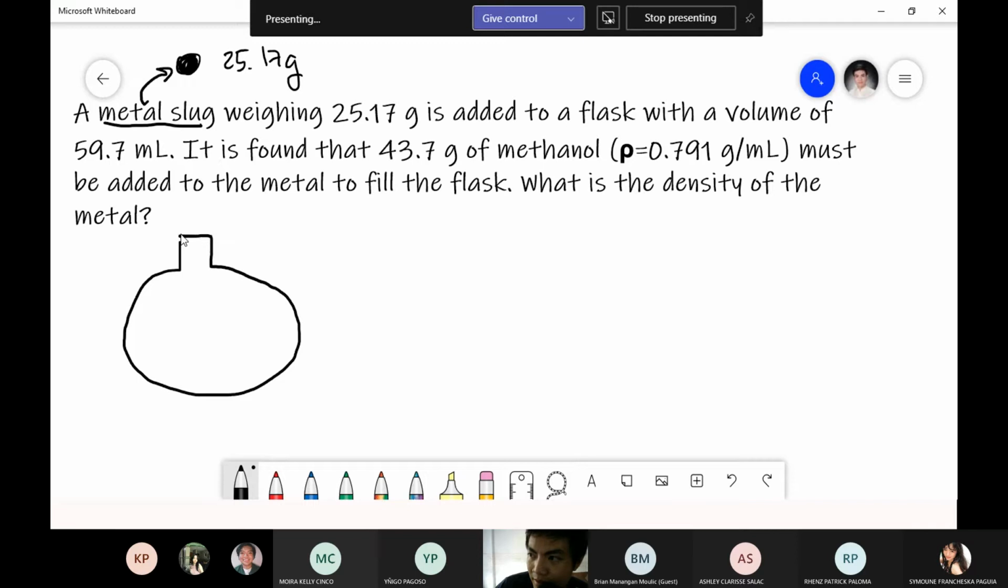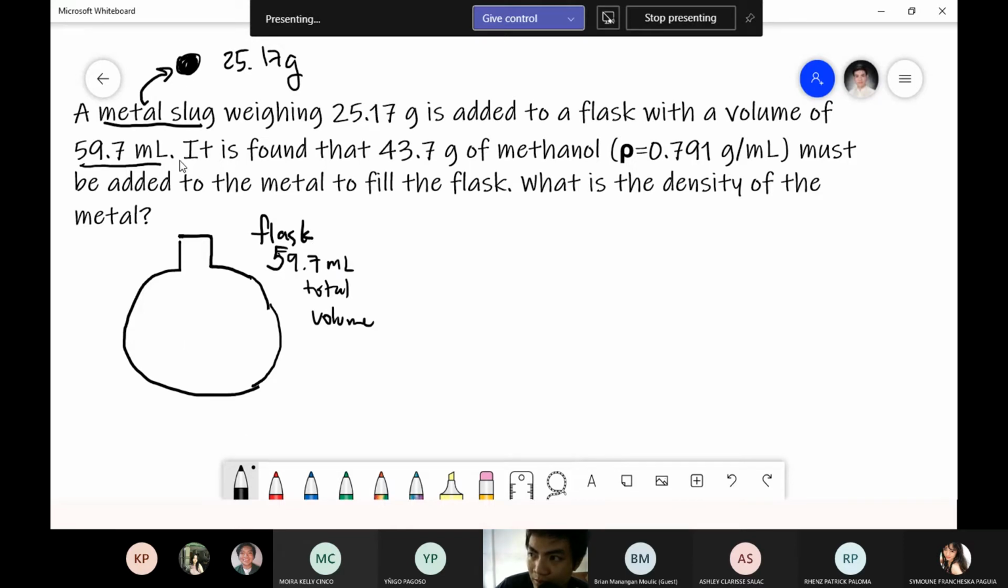O yung flask, gawin na lang nating ganito. Kunwari, Erlenmeyer flask yan. So, ito yung flask natin. And the volume ng flask ay 59.7. Total volume. Drawing lang tayo para mas ma-visualize yung problem. Okay lang kahit pangit ang drawing. Okay? So, ang total volume ng flask, 59.7 ml.